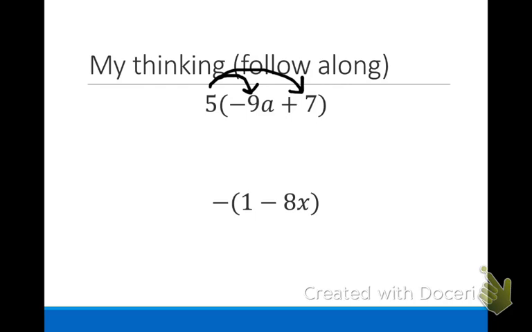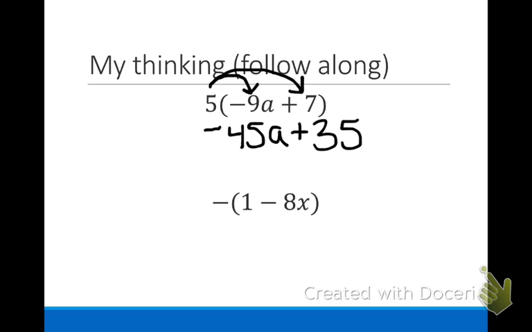So 5 times negative 9 would leave me with negative 45a, and then 5 times positive 7 would leave me with positive 35. So then that expression simplifies to negative 45a plus 35. That second one looks tricky. Go ahead and write that one down.